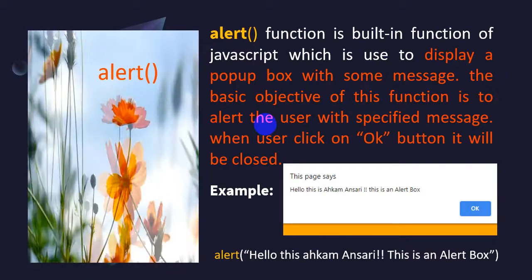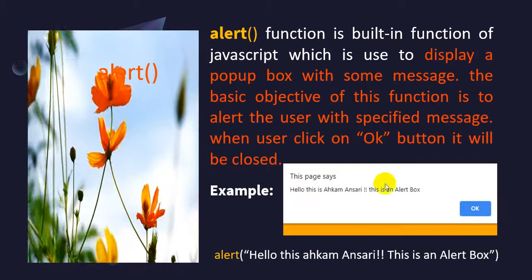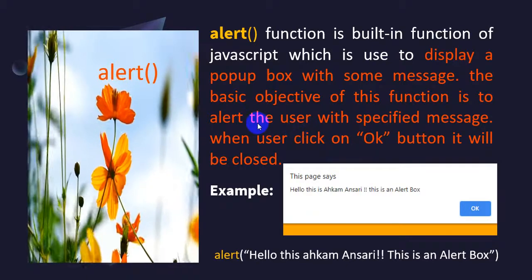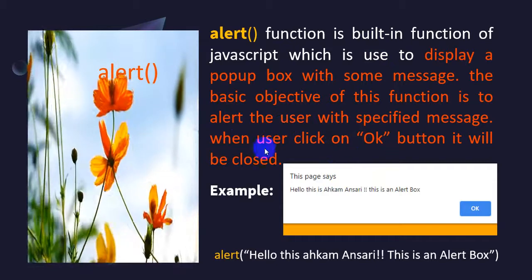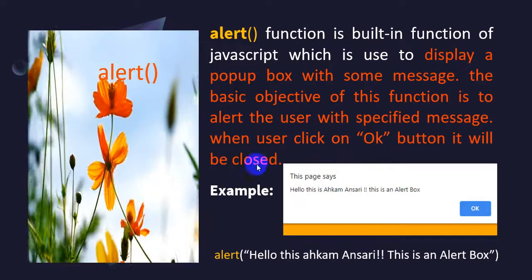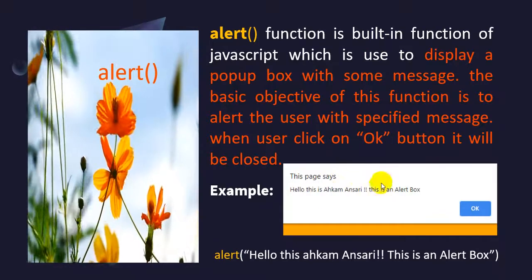So the first thing is that you have to submit this. You have to click on it, otherwise you will not be able to access the rest of the application. So alert the user with a specified message. When the user clicks on the OK button, it will be closed. See, I have given an example. I have created a pop-up box, or an alert message.